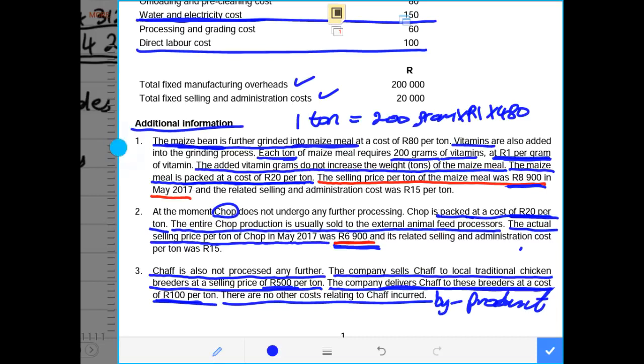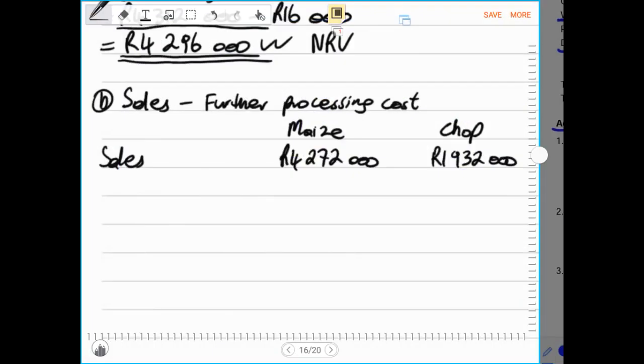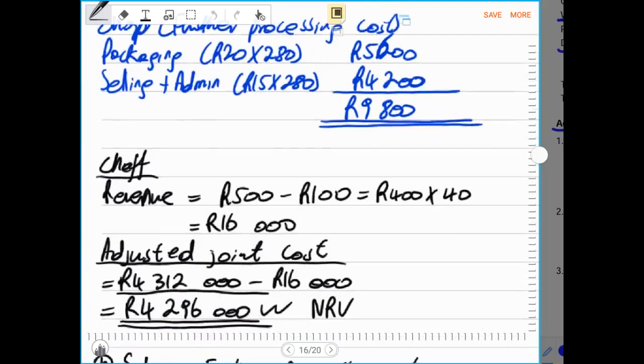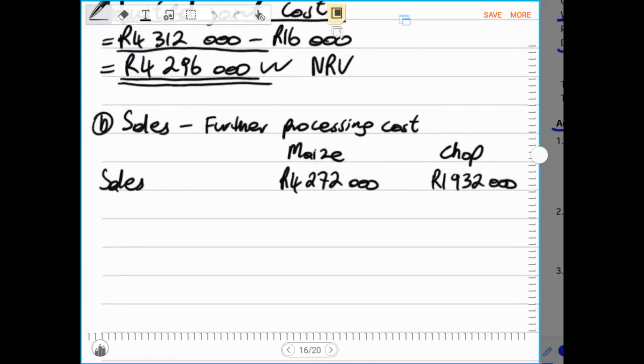Remember, we are multiplying by the number of units that were processed, not the number of units that were sold. Even if we're given the number of units that were sold being less than what was processed, we'll still have to take what was processed, which is 480 and 280. Please be mindful of that. That is what they call hypothetical sales value. So now we have recorded the sales value. Then we have to say less further processing cost.